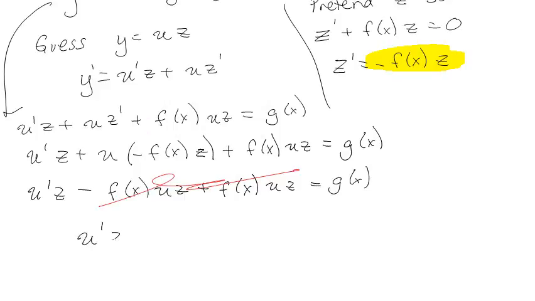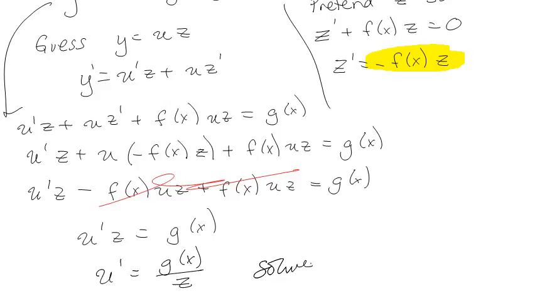So I've got that u'z is equal to g(x), so u' is equal to g(x) over z. So basically you can solve from there. As long as z is non-zero and exists, you can integrate that and you'll always get a u that solves that little non-homogeneous linear ODE. So that's pretty awesome.